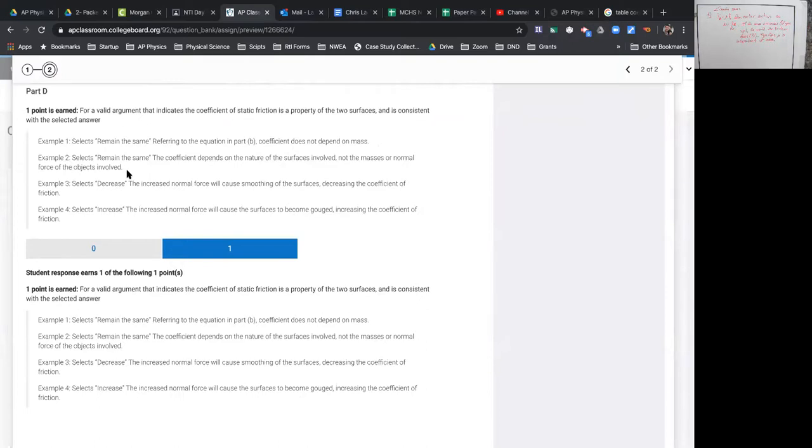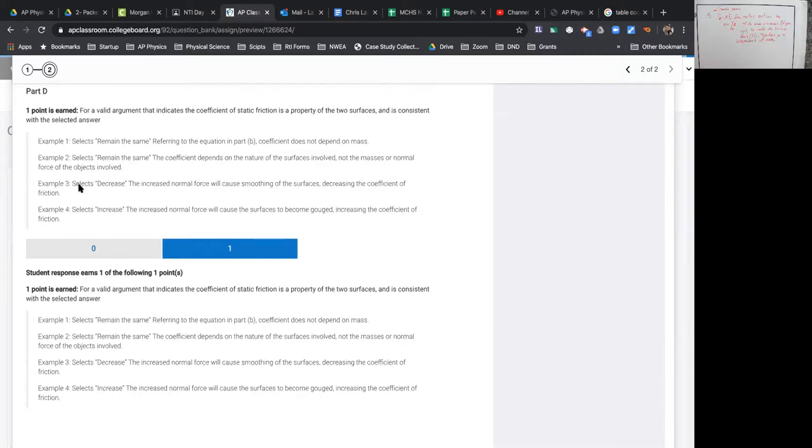Okay, remains the same. The coefficient depends on the nature of the surfaces involved, not the masses or normal force. That's probably the better answer. That's probably what I should have written. Coefficient depends on the nature of the surfaces involved, not the masses or normal force. Okay, yeah, so it's independent of the mass.